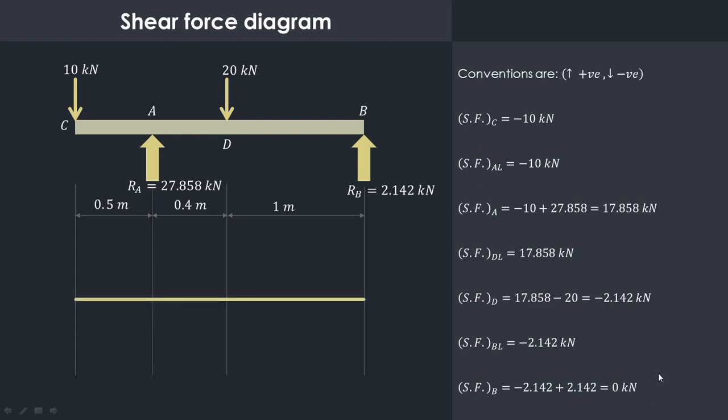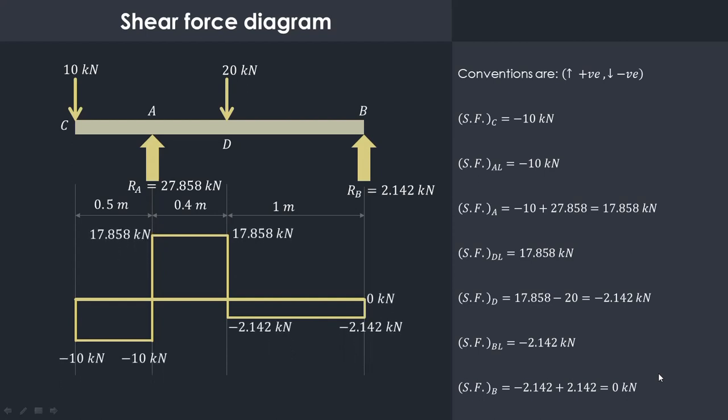Now we'll draw the shear force diagram over here. You can see the various values which we have obtained are represented over here. Shear force at C minus 10, A left minus 10, exactly at A 17.858, D left it is 17.858, exactly at point D it is minus 2.142 kilonewton, remains same up to B left and becomes 0 exactly at point B.